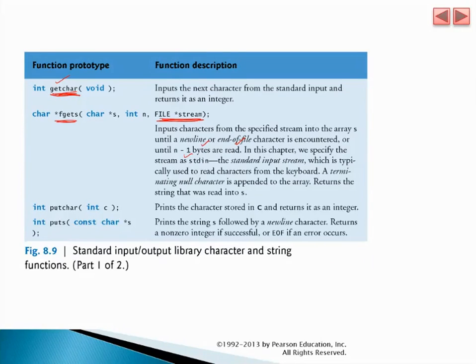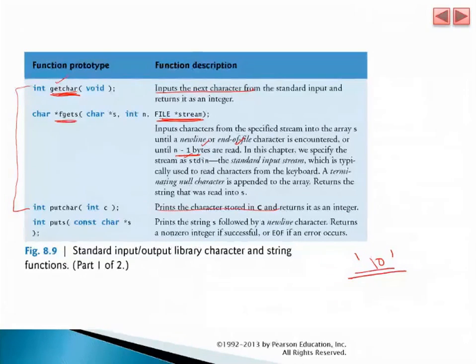Okay, and why n minus 1 byte? Because in the last byte it will put that null character. Okay, right. Now putchar. So getchar and putchar are a little bit opposite of each other. It will actually print the character stored in c and return it as an integer. It will take input as a character, it will actually put the character on the screen.